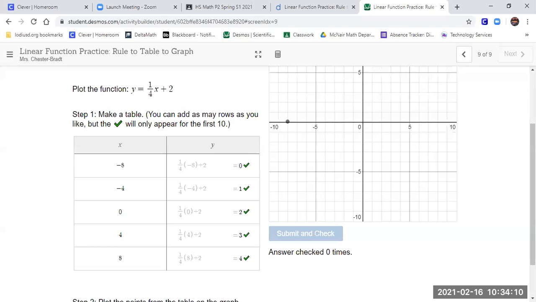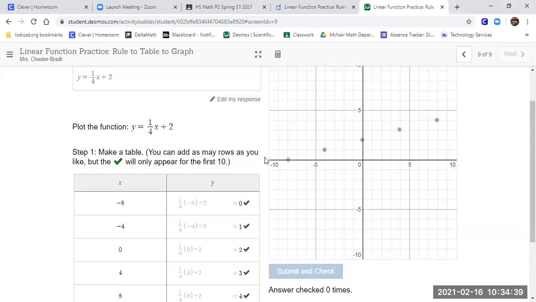So -8 is 0. -4 is 1. 0 is 2. 4 is 3. And +8 is 4. And because we're close to the edge of the graph, it makes it easier to draw our line.